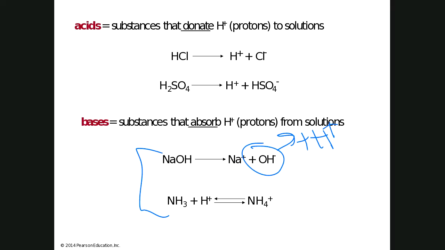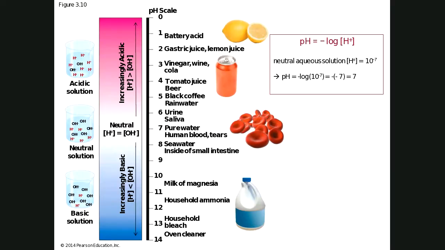Okay. Now, that brings us to this next thing, the pH scale. You may have worked with the pH scale before. You might be familiar with it. If not, no big deal, because we're going to start right at the very basics. The pH scale is a scale that tells us how strong an acid or a base is. It also tells us whether something is an acid or a base, or if something's neither, if something's neutral.